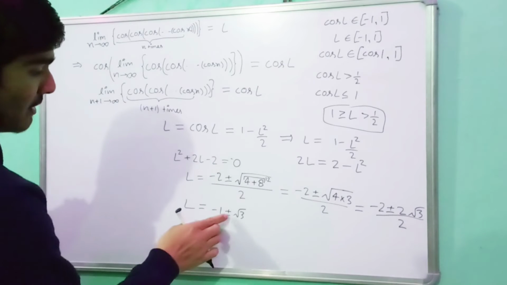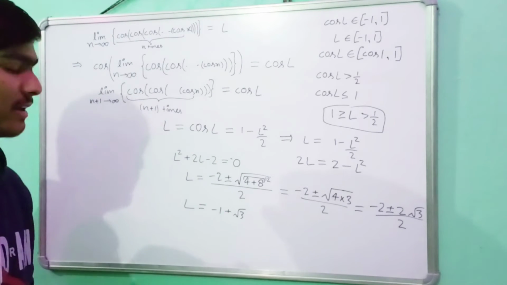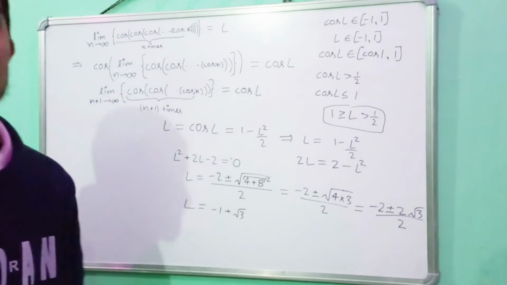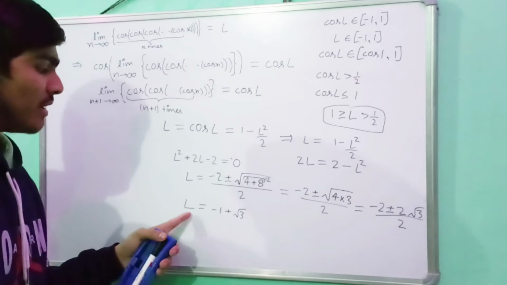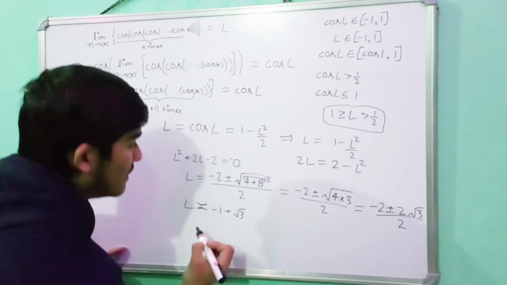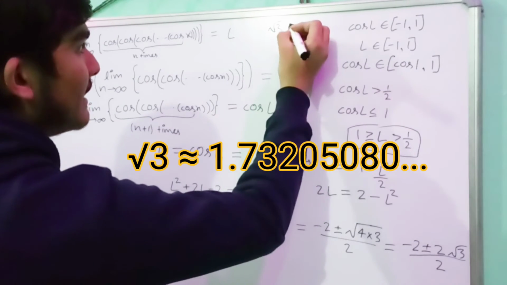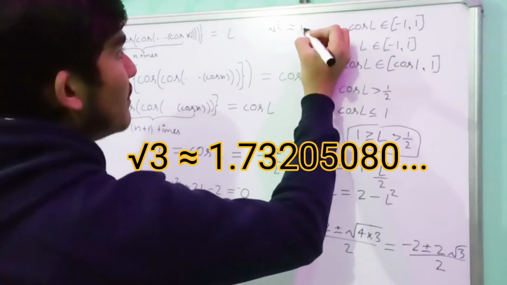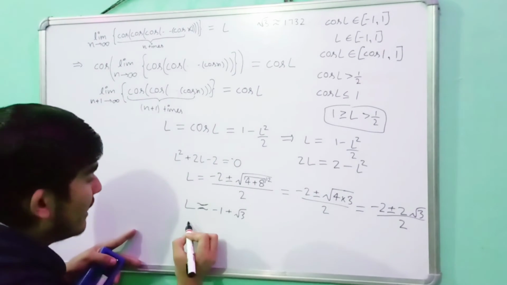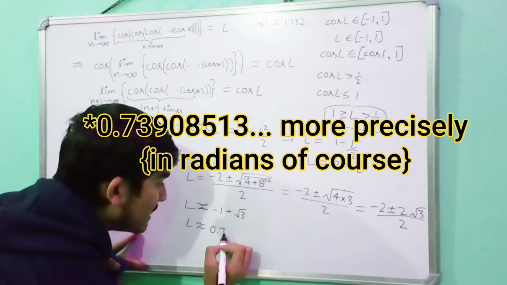We can ignore the minus 1 minus root 3 because in that case L will be negative, and we observed that L will lie in this range. So L is approximately this. So what is root 3? Root 3 is approximately 1.732. So after putting it here, I can see that L is approximately 0.732.